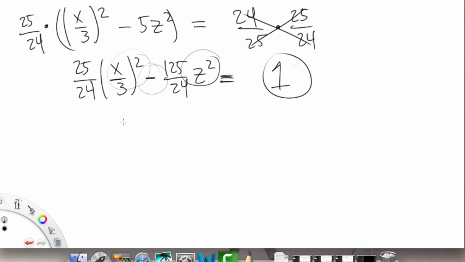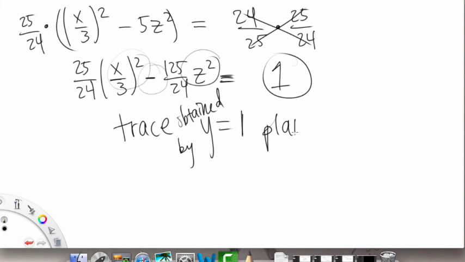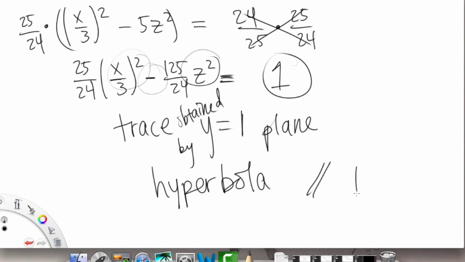So this is the trace determined by y equals 1. That's our plane. Trace obtained by this plane. Okay, so the trace on that plane is going to be a hyperbola, which is parallel to the xz plane.